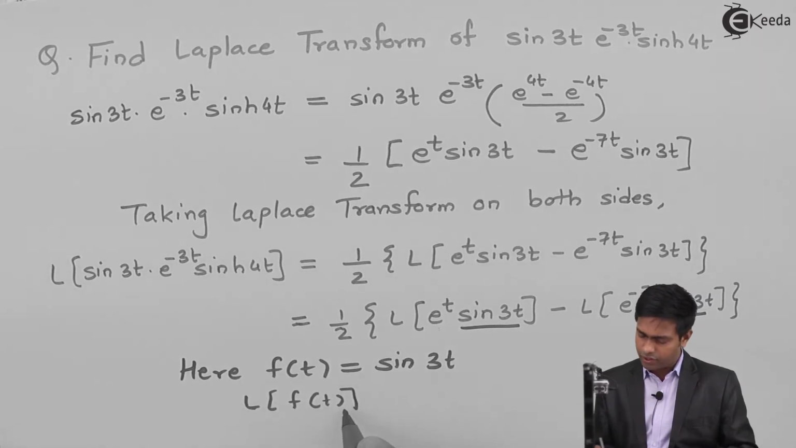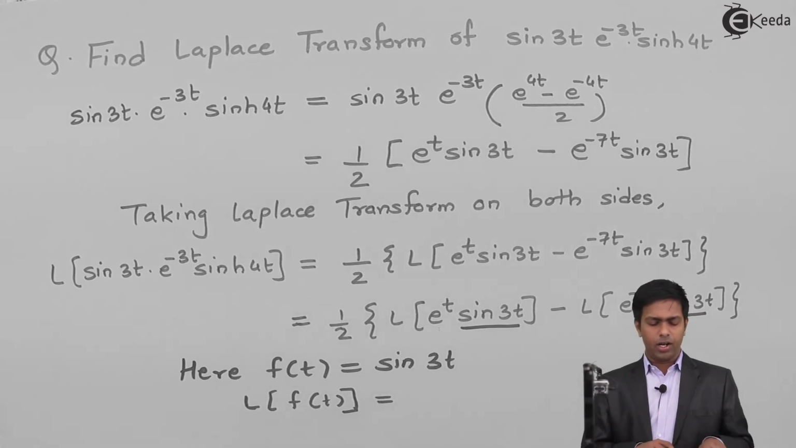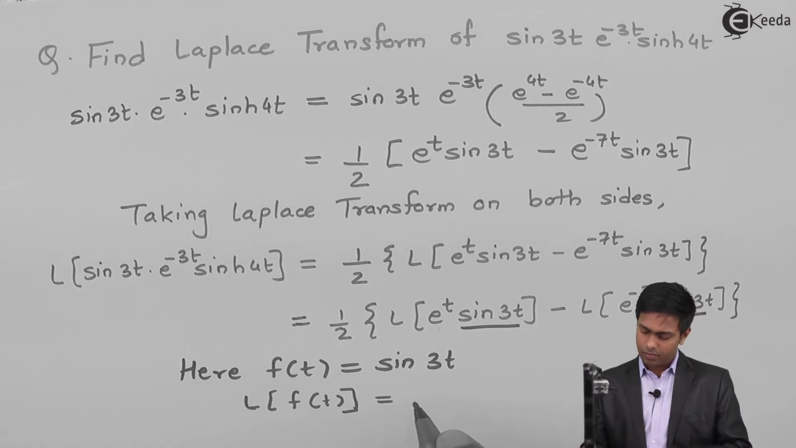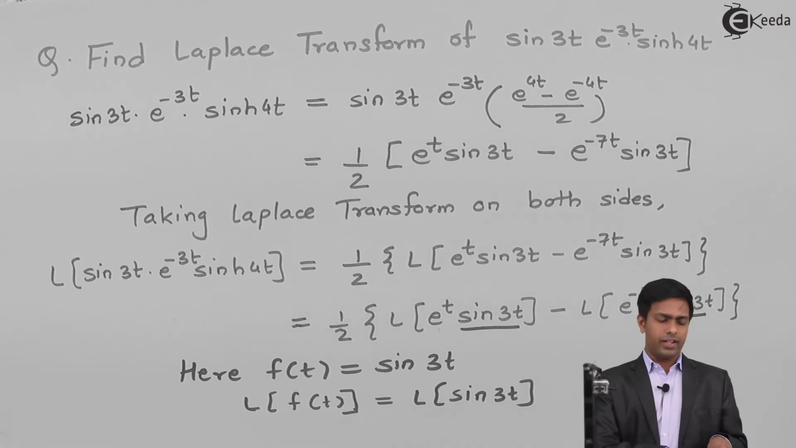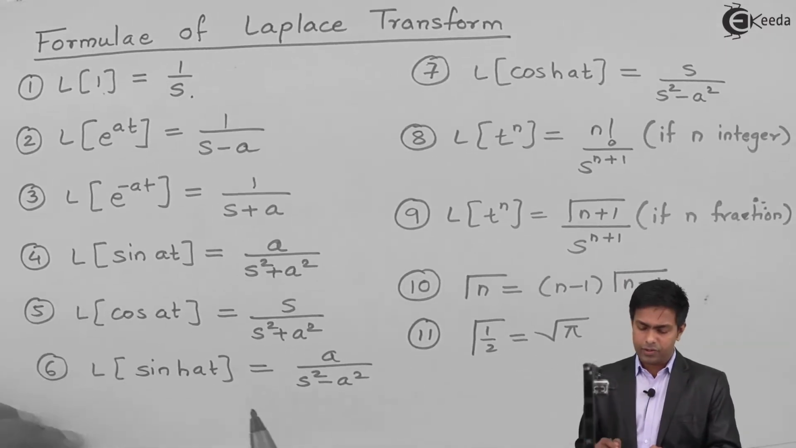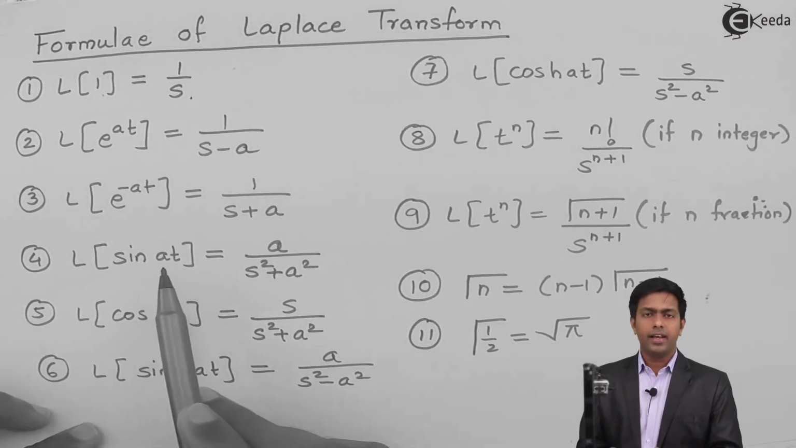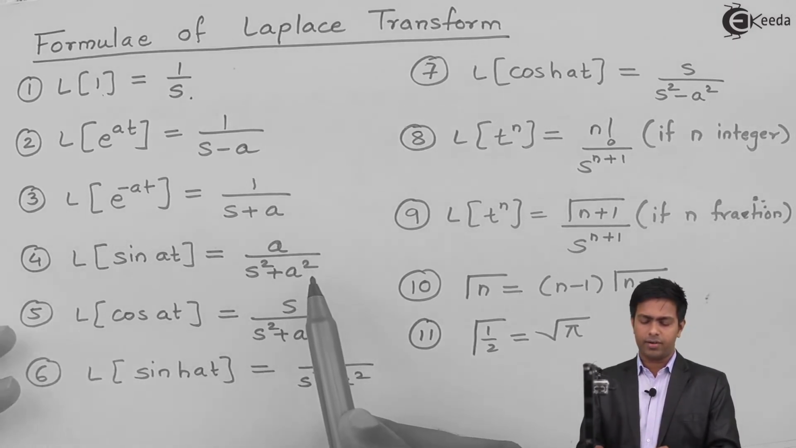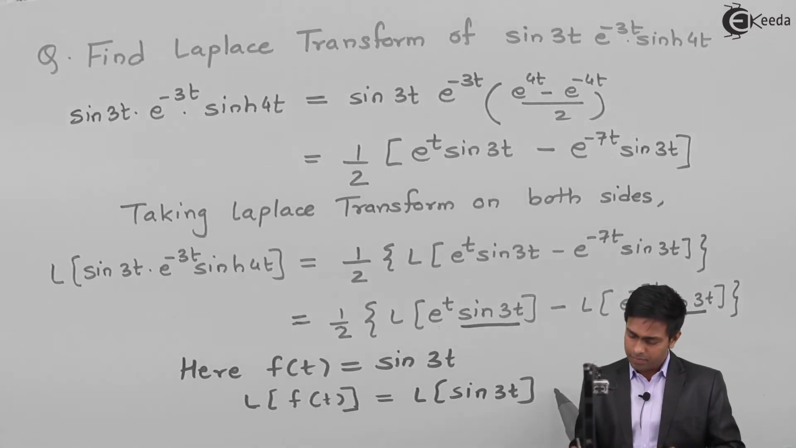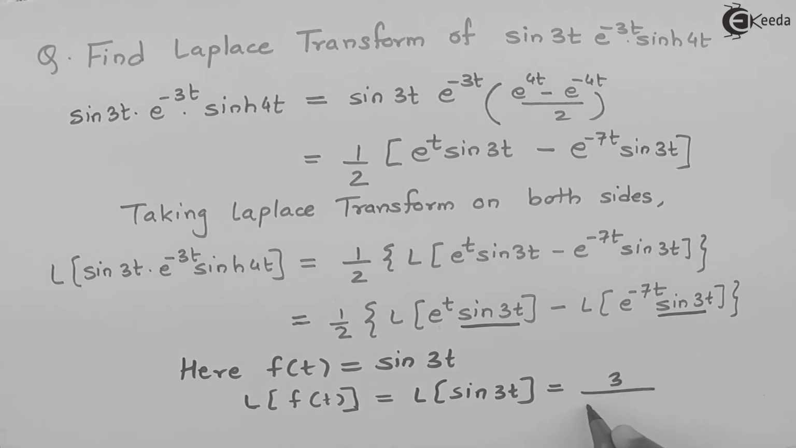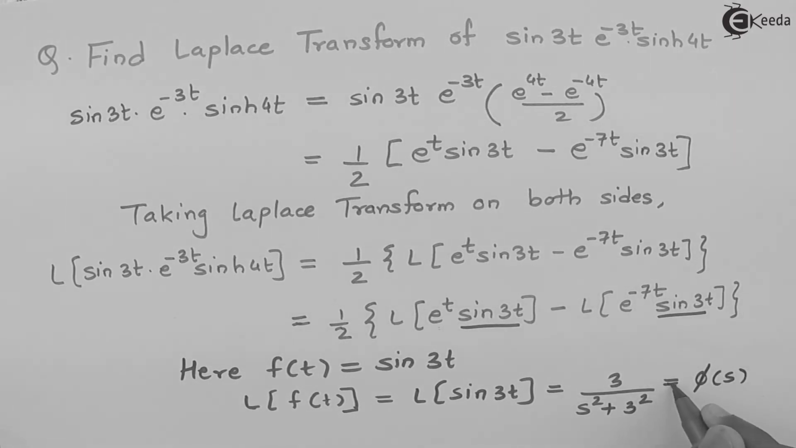So the Laplace of this function of t is, by the formula of Laplace transform, we have Laplace of sin 3t. Now to get the value of this, I am going to apply this formula. Laplace of sin at is given by a upon s square plus a square. Now here we have Laplace of sin 3t, so that will become 3 upon s square plus 3 square. And let's call this function of s, that is phi of s.